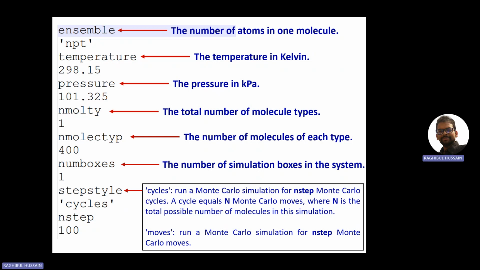If in your system you have, let's say, water plus methanol, so we have two different types of molecules, one is water, another is methanol, so you will write 2. So in each problem, you have to modify all these variables.